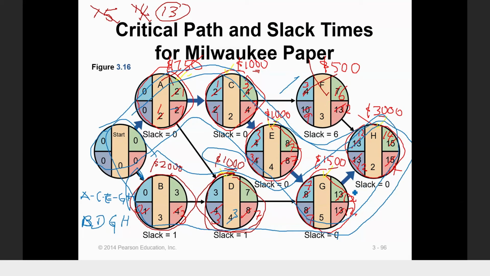Okay, are you clear on this? If you choose D, you're not going to reduce the time because you have another route to go to H. That route is not going to be affected because the reduction is on D.